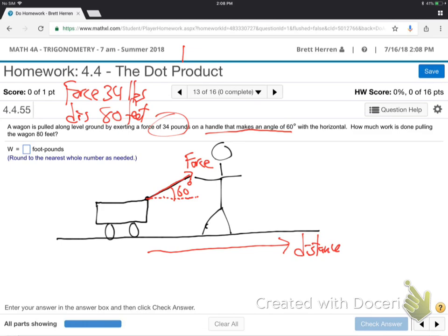Exactly lined up, like me pushing the book, me lifting the book. My force vector is straight up. My movement vector is straight up. They're parallel, perfectly lined up, so I can just multiply. But that's not what's happening here. They're not perfectly lined up, are they? So I may not just multiply force times distance. That's not going to be it. What are we going to do?